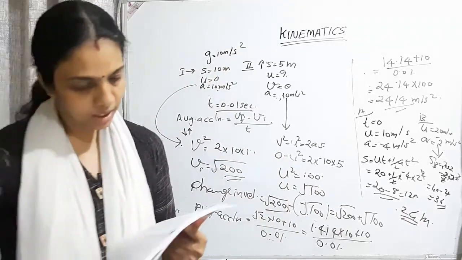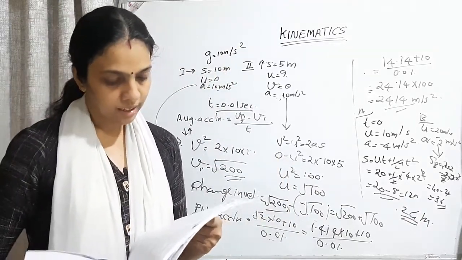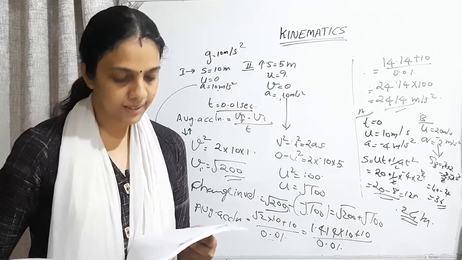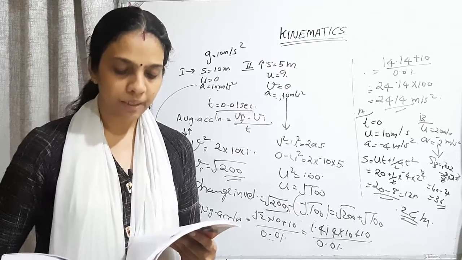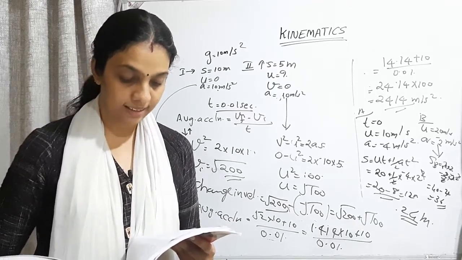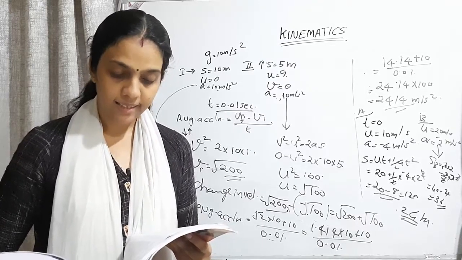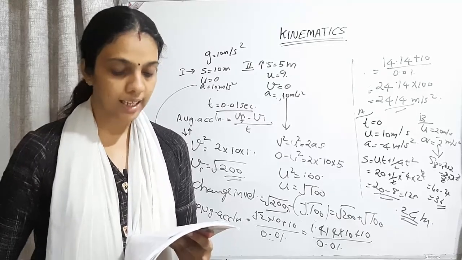Next question is, at a metro rail station, a girl walks up a stationary escalator in time t1. If she remains stationary on the escalator, then the escalator takes her up in time t2.